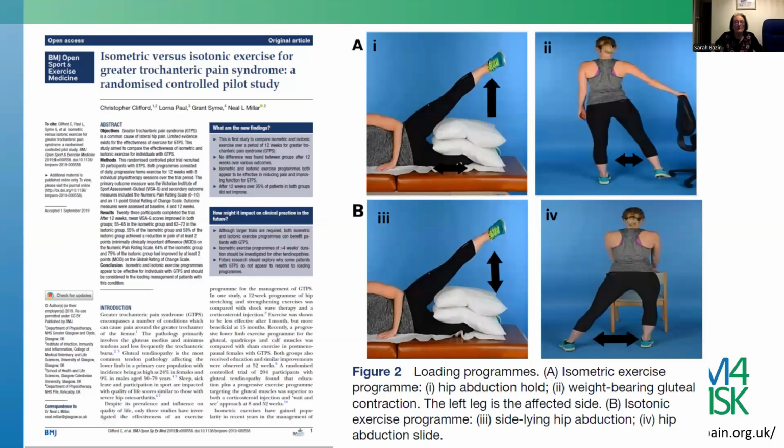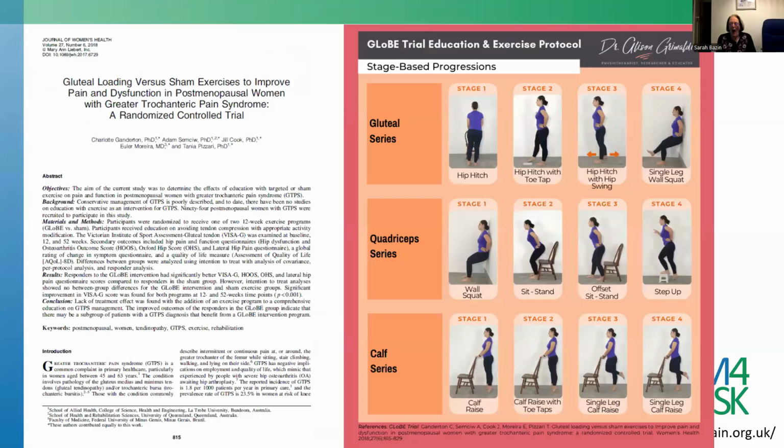There are other exercises also for greater trochanteric pain syndrome. Here they are doing a mix of, this is not as big as the LEAP trial, but this is also a randomized controlled trial where they did both hip isometric and isotonic exercises, and there was reasonable benefit in both types of exercises. Again, here this is gluteal loading versus sham exercises.